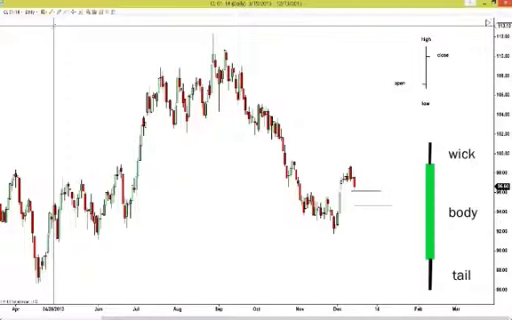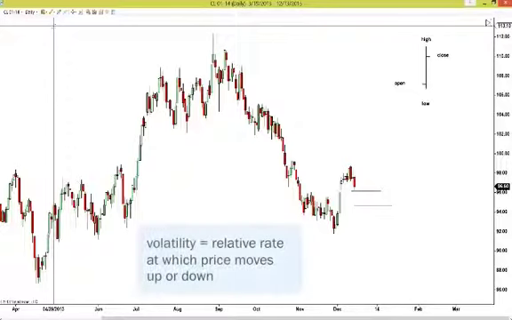You can see that sometimes we have long candles, and sometimes we have very small ones. What does it mean? If a candle is long, it just means that there is high volatility. If it is small, it means low volatility. Now, so you don't get too confused with these terms, let's say for now that volatility is a relative rate at which the price moves up and down.